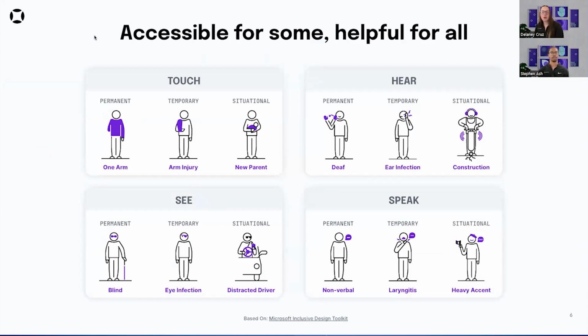Accessible for some, helpful for all. I think it's really common to have an understanding of accessibility that it is something that individuals are born with, but I think it's also important to keep in mind the different forms of disability that exist and how they may or may not impact someone's life or an individual in their family's lives. So the way we bucket these is permanent, temporary, and situational. So an example would be, if we're speaking about auditory disabilities, we could say permanent would be an individual who's deaf. Temporary could be some sort of illness like an ear infection. So you temporarily experience a disability, but you will no longer have a disability at some point in the future. And then another example is situational. So this example for auditory is construction.